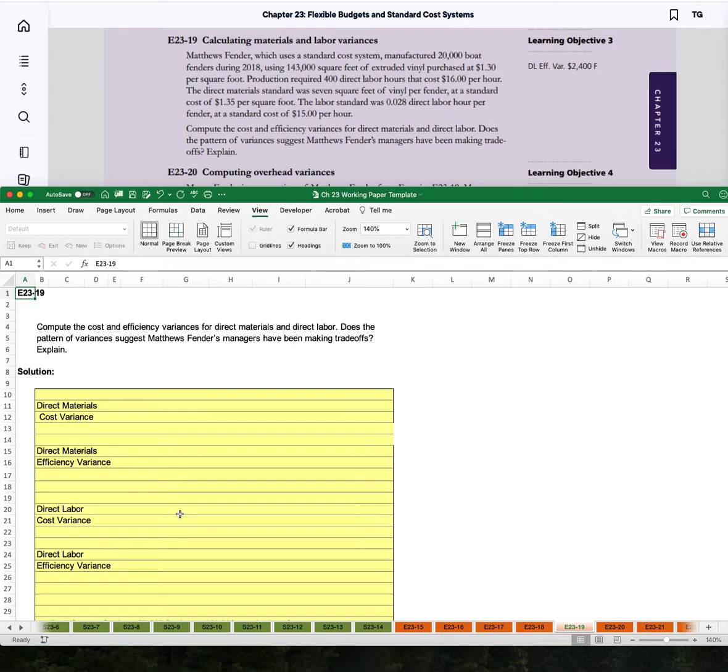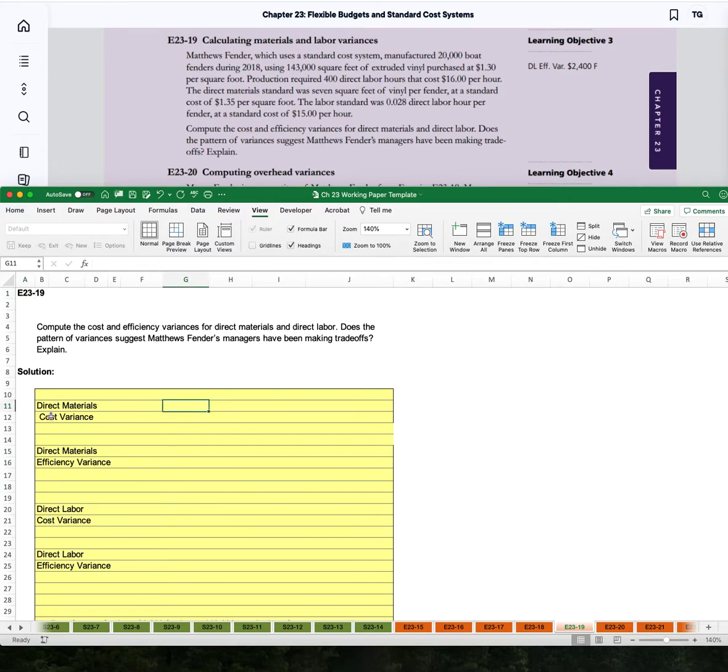Compute the cost and efficiency variances for direct materials and direct labor. Does the pattern of variances suggest Matthews Fender's managers have been making trade-offs? Explain. And so down here in the Excel file, they gave us a place for direct materials to calculate the cost variance and the efficiency variance, and then for labor, the cost and efficiency.